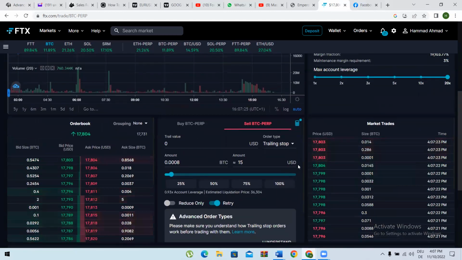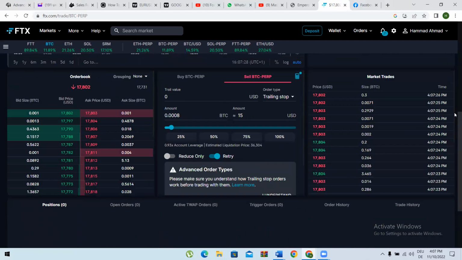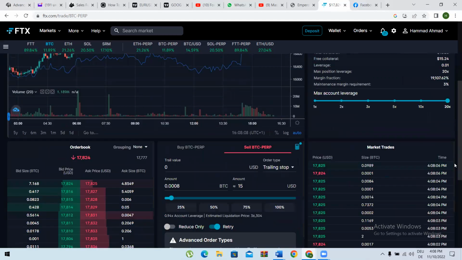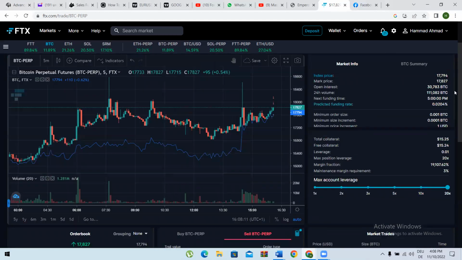So this is how you can trade in futures. The futures market is risky. You should always try not to use high leverage. It's better not to use leverage at all. For a beginner, I would never recommend using leverage. They give up to 20x leverage. But when you become professional, then it's no problem, and you can also trade using leverage. So this is the way you can trade in futures.